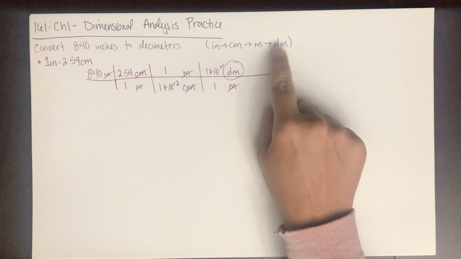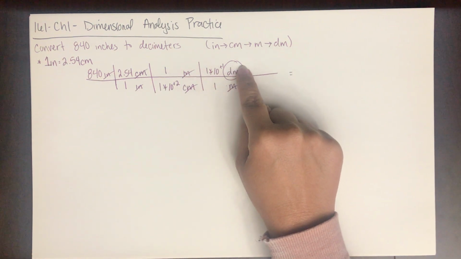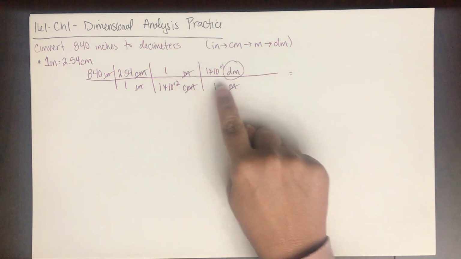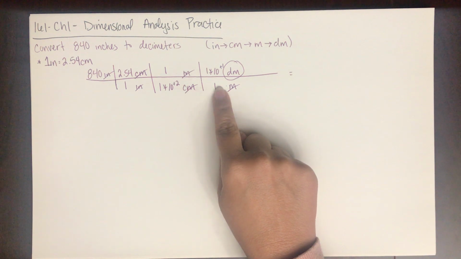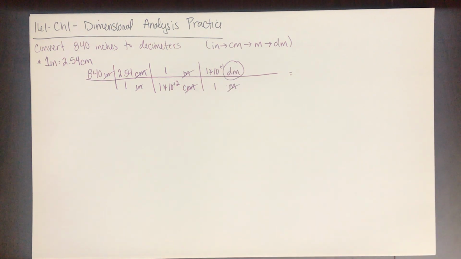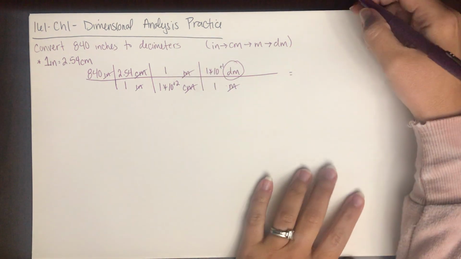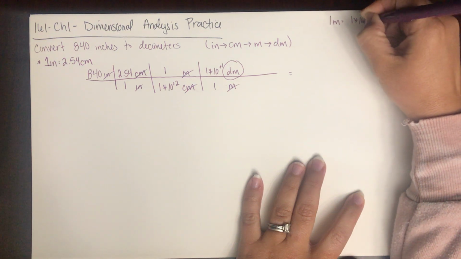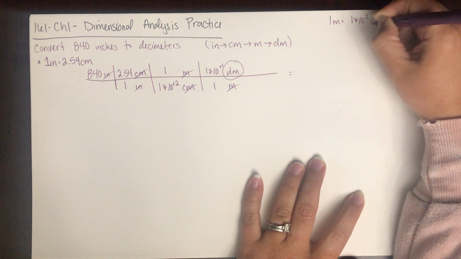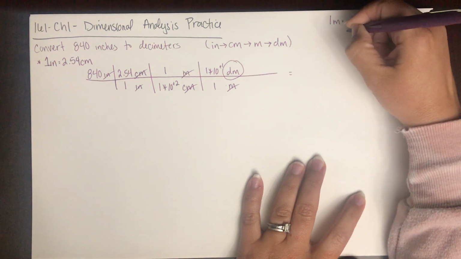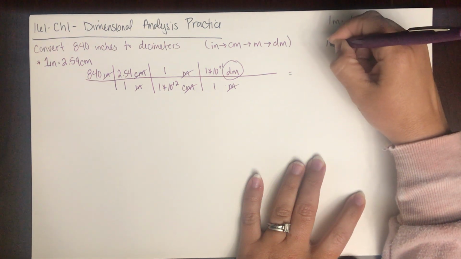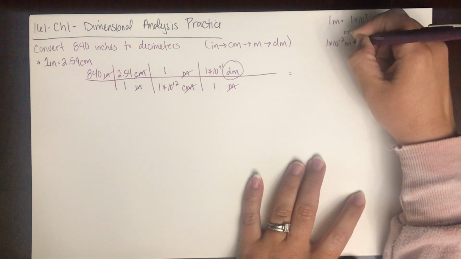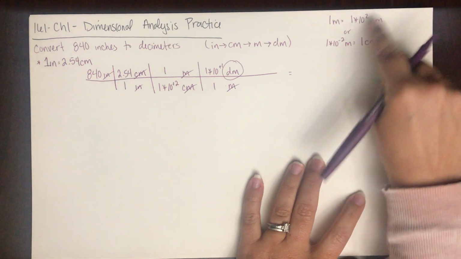And then from meters to decimeters, 1 times 10 to the first decimeters is 1 meter. Or again, you could have said 1 times 10 to the negative 1 meters is 1 decimeter. So you can use either form of those. I'm going to write that down up here just because it sounds confusing. 1 meter equals 1 times 10 to the second centimeters, which is the same thing as saying 1 times 10 to the negative 2 meters equals 1 centimeter. These are the same thing.